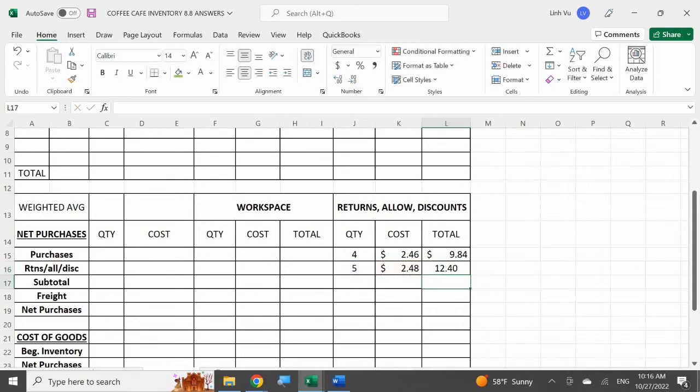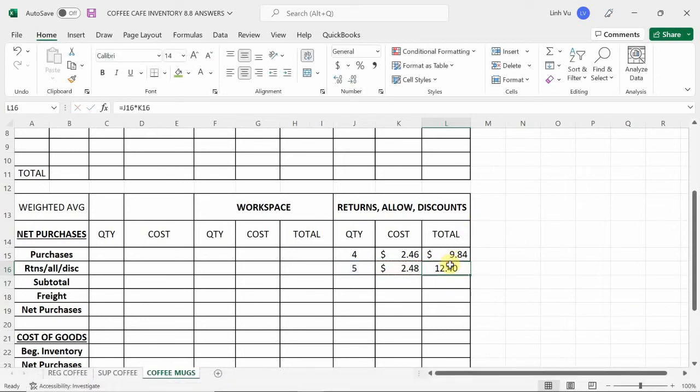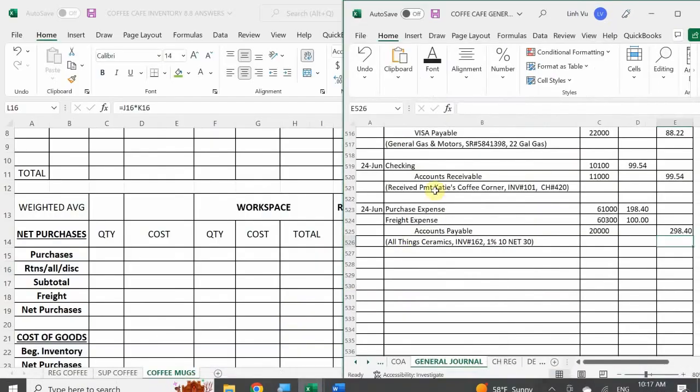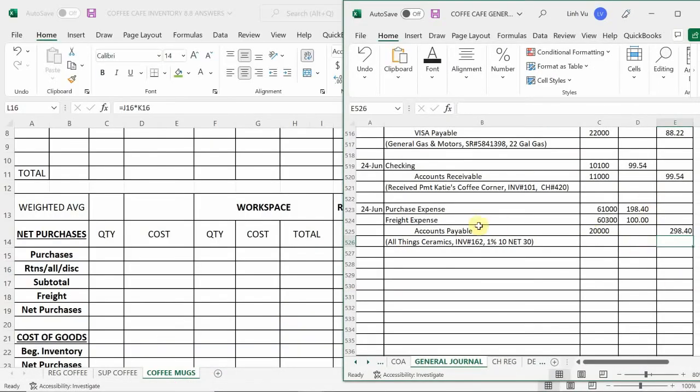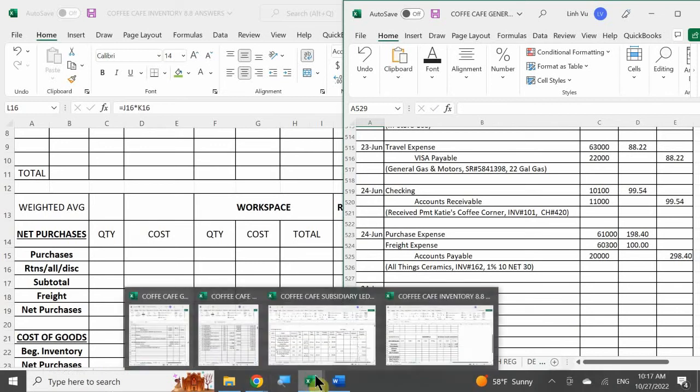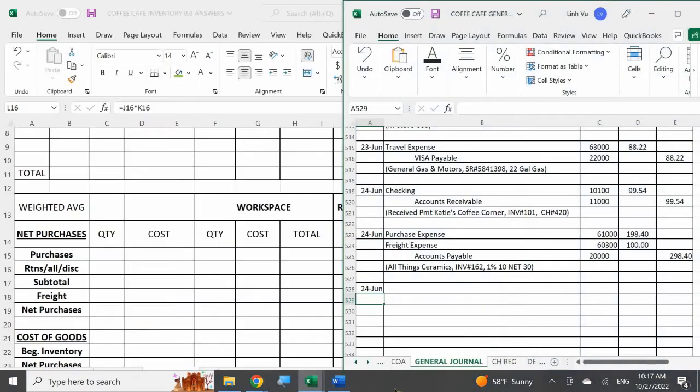$12.40. Okay, $12.40. So therefore, that's exactly how much I need to put in here. Now, what is this? I am applying it to my invoice, the most recent one that I just purchased. It says right here that you're going to apply the credit to 162C.